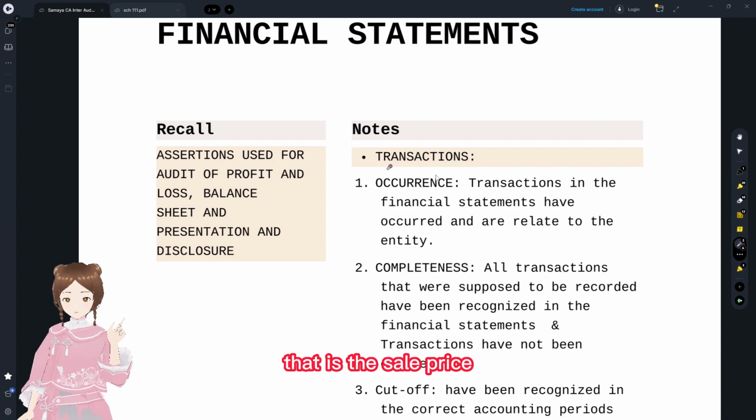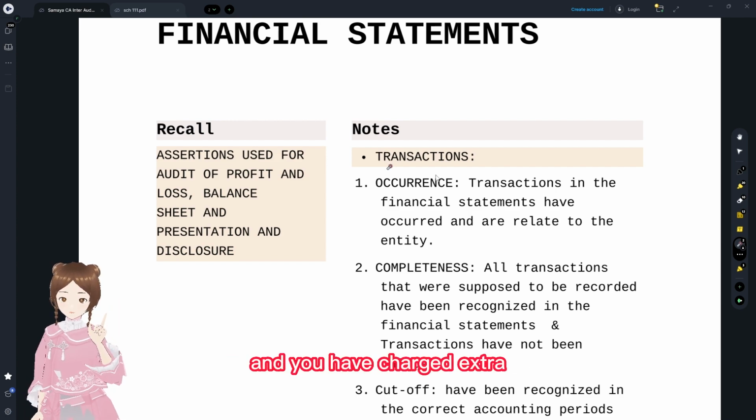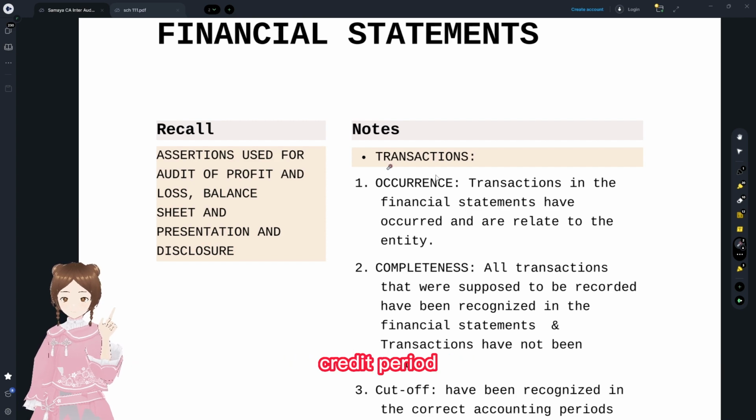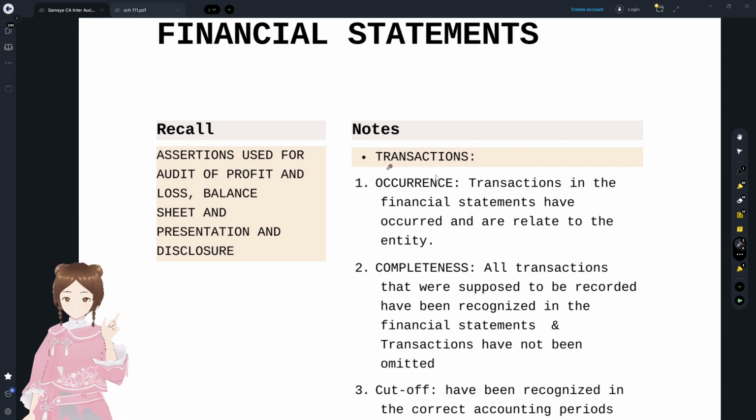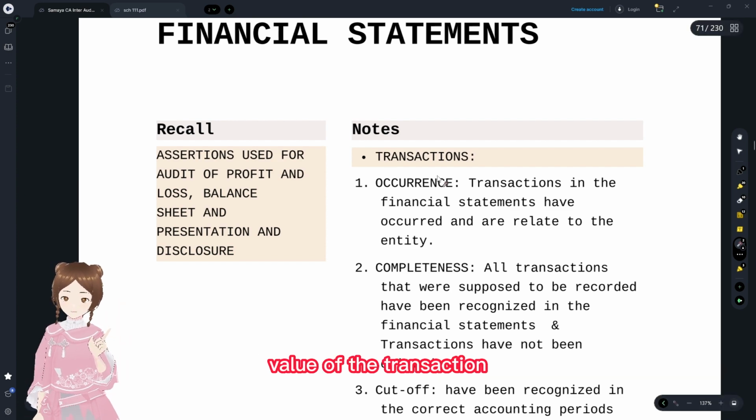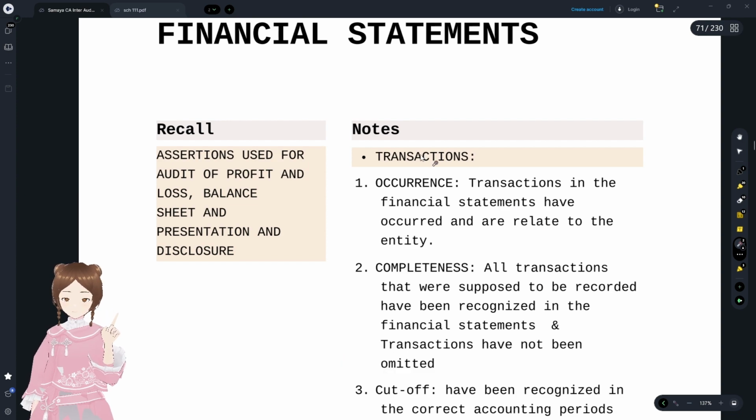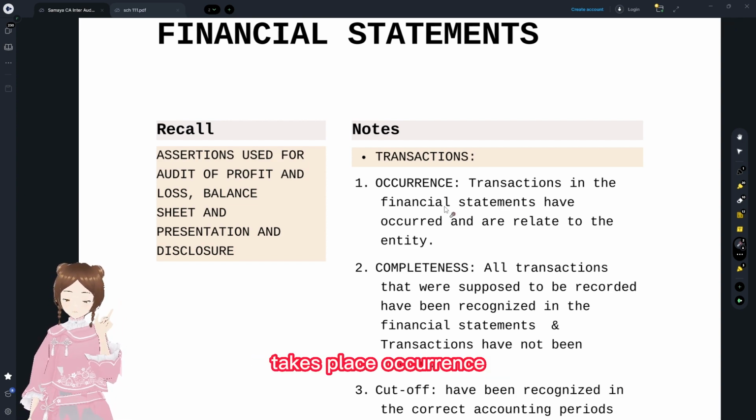That is the sale price. You see, you have given discounts to a few and you have charged extra because you have given a credit period to a few, etc. Right? This is the measurement of the transaction, the measurement of the value of that sale transaction. So these were the qualities for a transaction that actually takes place.